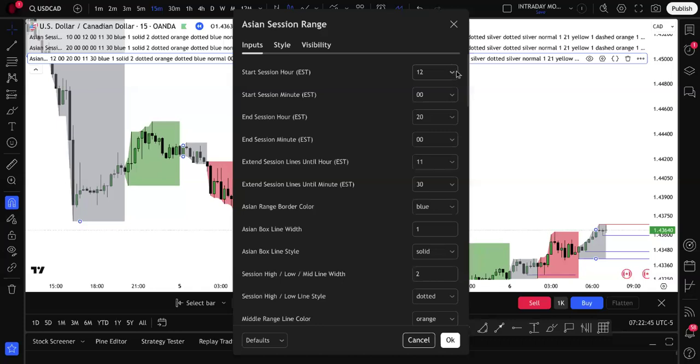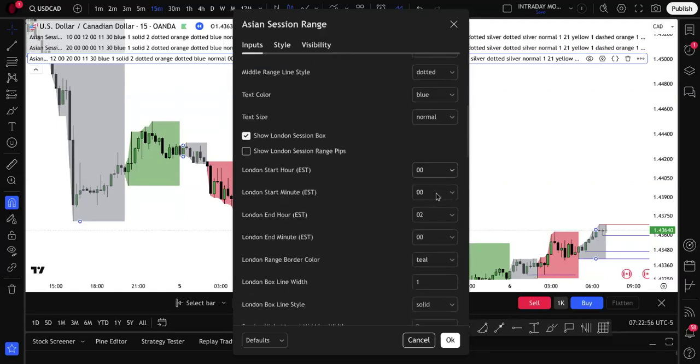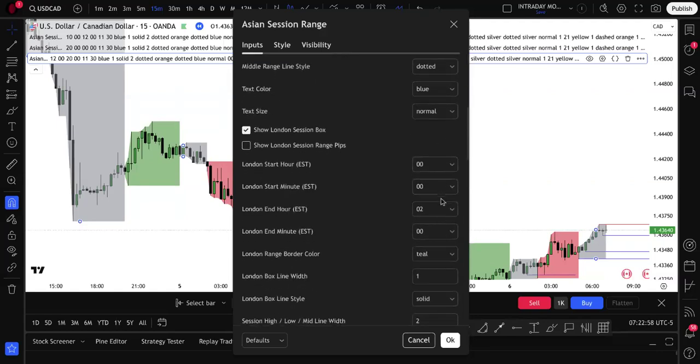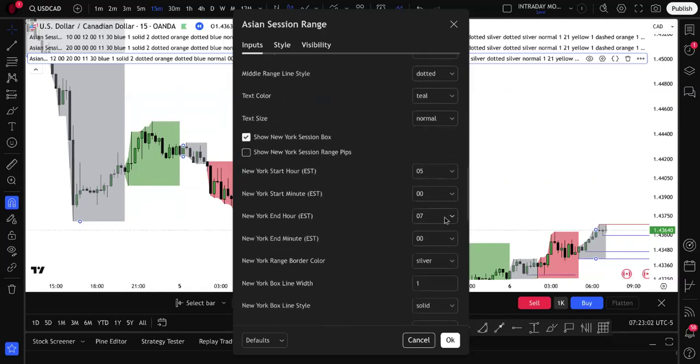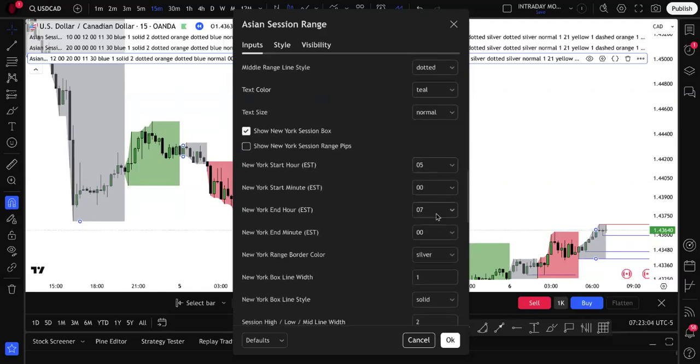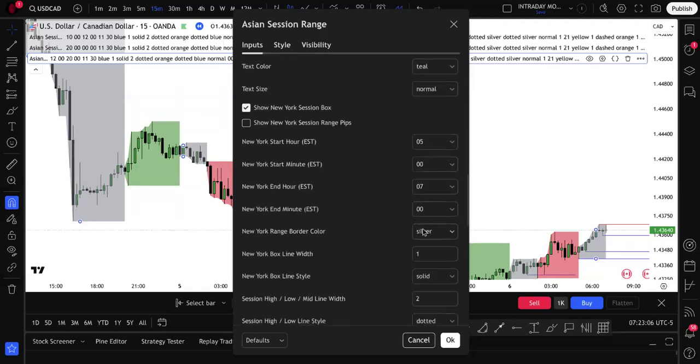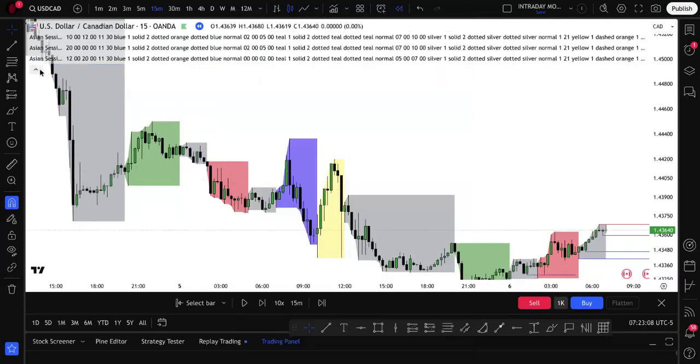So you got 12 p.m. Again, the larger lunch period to 8 p.m. Scroll down. Let me see what we got. We got midnight to 2 a.m. That's that London lunch there. And then we scroll down again. We got 5 a.m. to 7 a.m. That's the New York lunch. And that's about it. Yeah. So we don't need all these on the chart right now.